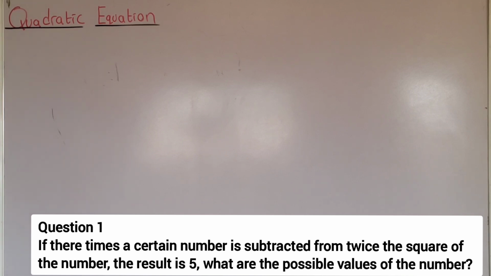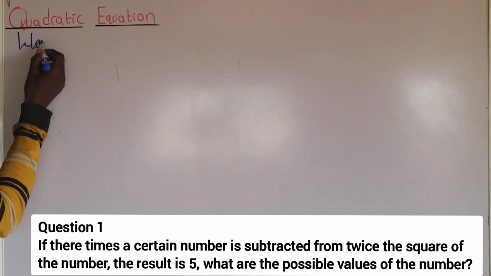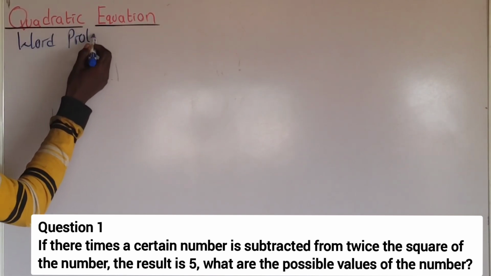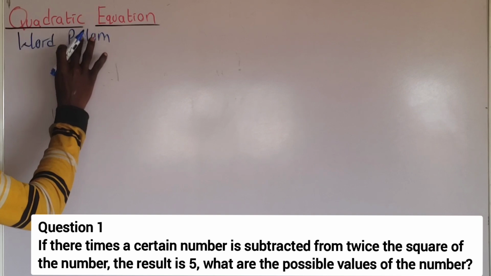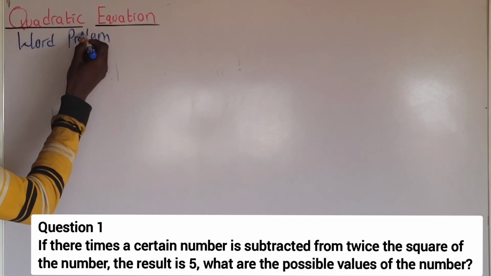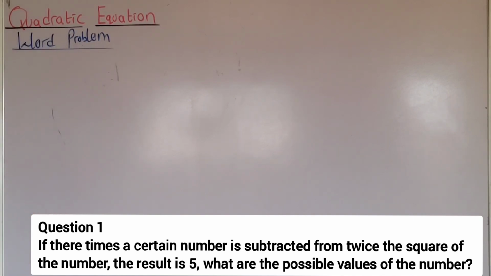Okay, now please, I want you to pay attention. Word problem. Now, see, we are told that 3 times a certain number is subtracted from twice the square of the number. The first step is to let the number be a letter. You understand? Represent the number by a letter. In this case, I'm going to choose x. Okay, let the number be x.